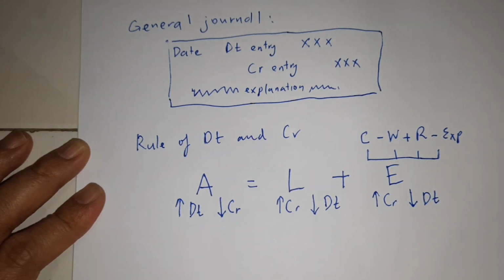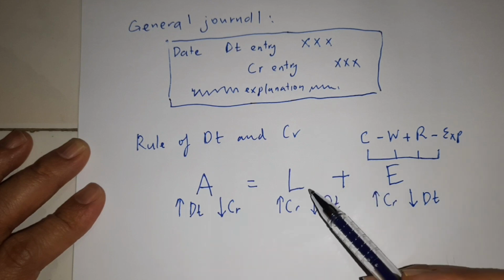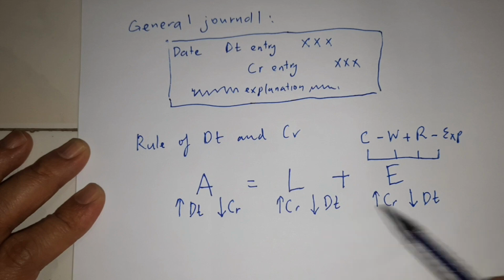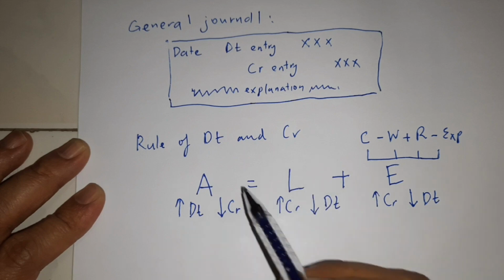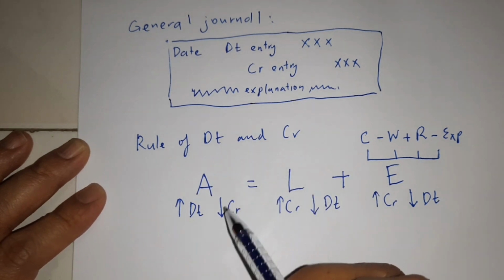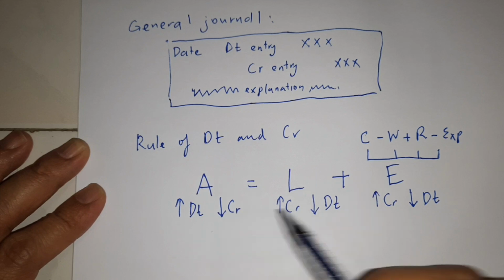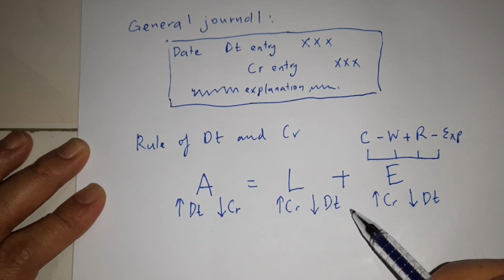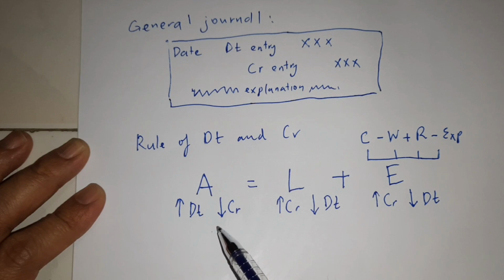Okay, very easy. Rule of debit and credit. You have to memorize this. See here: asset increase, debit; asset decrease, credit; liabilities increase, credit; liabilities decrease, you debit. This one is the same. So this is the left side of the accounting equation. This is the right side of the accounting equation. So this one is the opposite of this one. Just remember this.